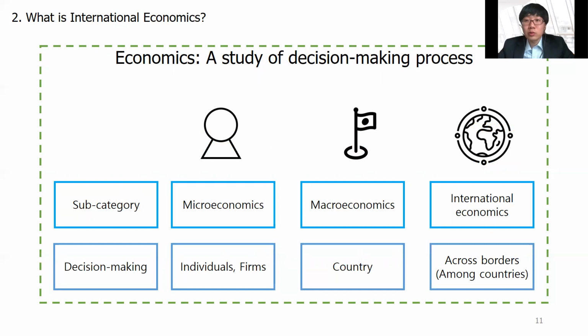So although their principles are very similar with each other, especially when we are trying to calculate the decision-making processes, the decision makers are different in each of the fields of micro, macro, and international economics.